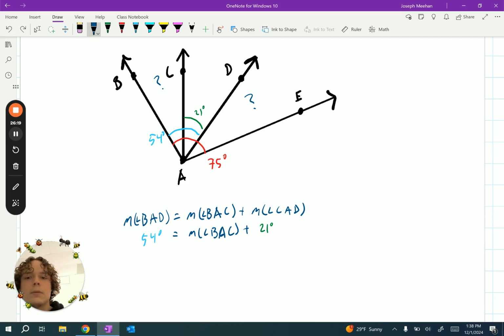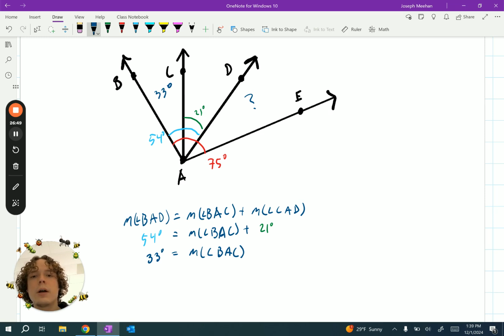So what's 54 minus 21 on each side? We just do 54 minus 21, which is, let's see, 33 degrees, I believe. So the measure of angle BAC is 33 degrees. That's the entire problem. It's not that tricky, I don't think. It's exactly like the segment addition postulate. It's just with angles. So let's erase this question mark and put 33 degrees.